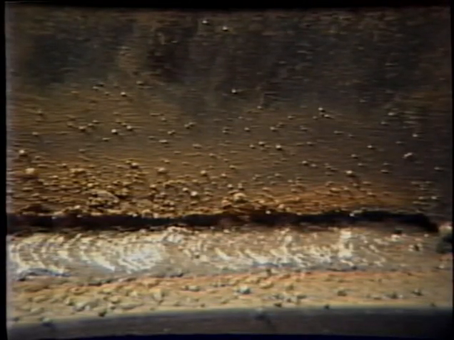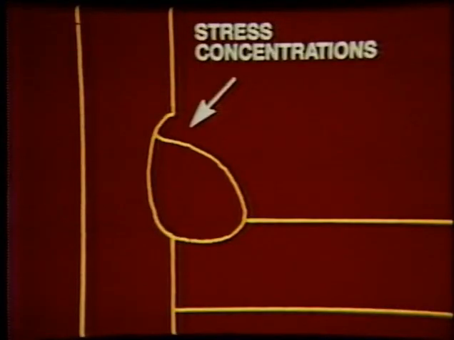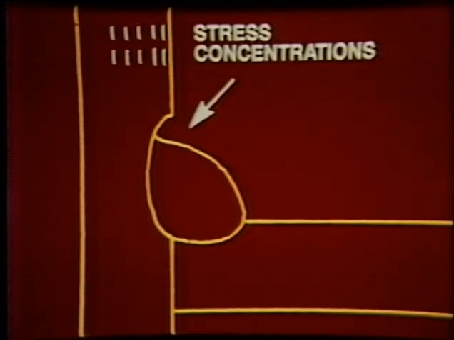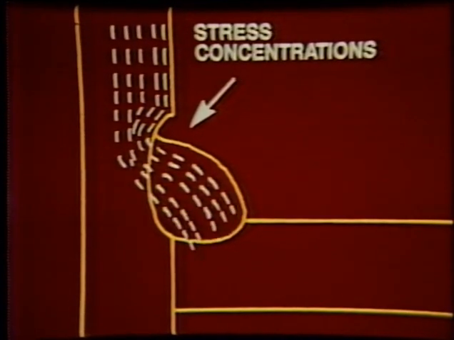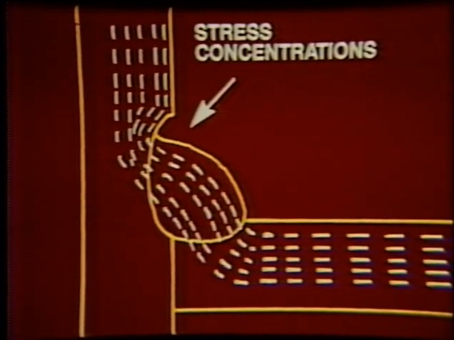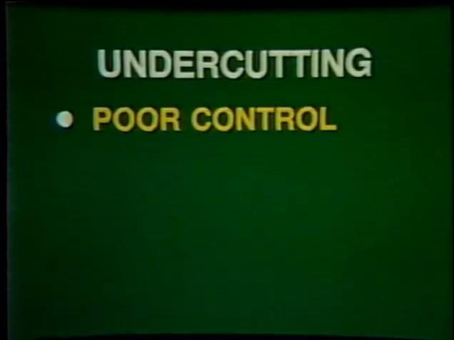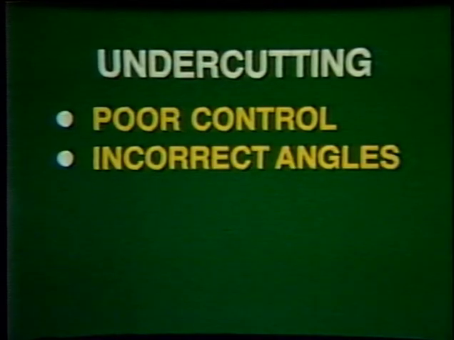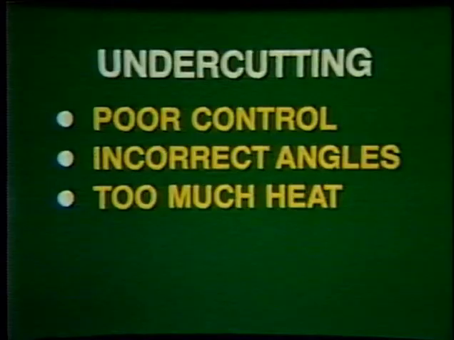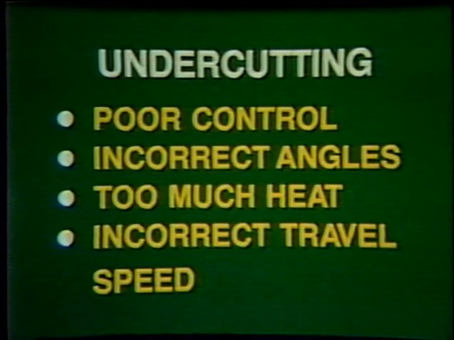Undercut is an unfilled groove that is melted into the base metal adjacent to the toe or the root of the weld. Undercutting damages a weld because it reduces the cross-sectional area and may introduce stress concentrations. Undercutting may be caused by poor torch, gun, or electrode control, using the wrong work or travel angles, applying too much welding heat or current, or by using the wrong travel speeds.